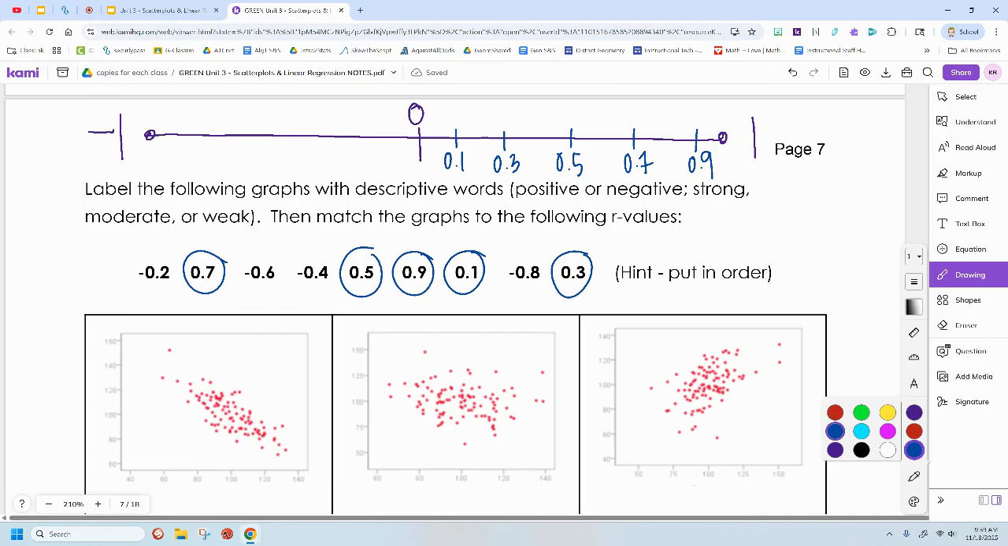Okay, so just plotting those in there. The thing that's important with this is that we're looking at the order they go in and how close they are to the value of positive 1. Up here is strong, right? Down here is weak.